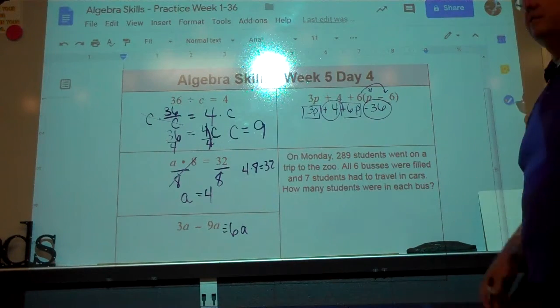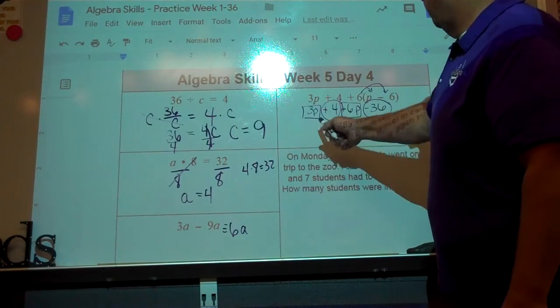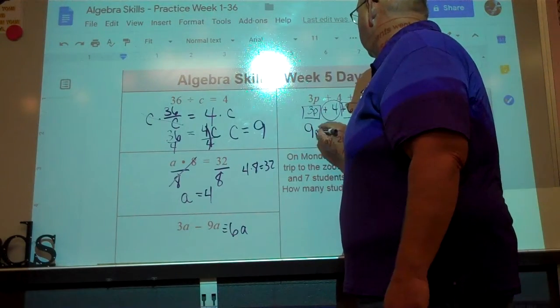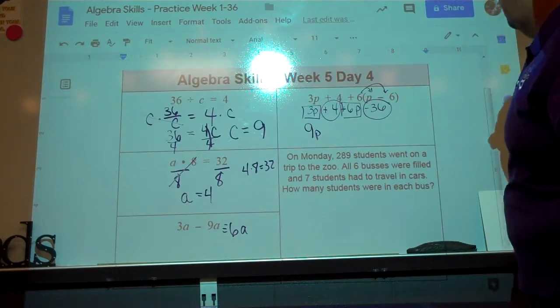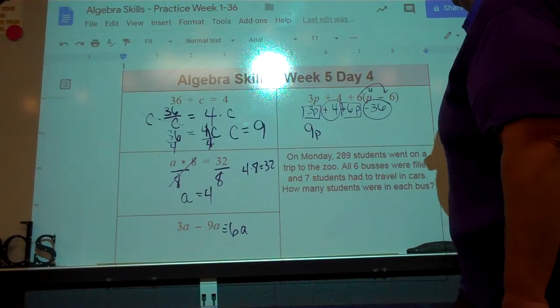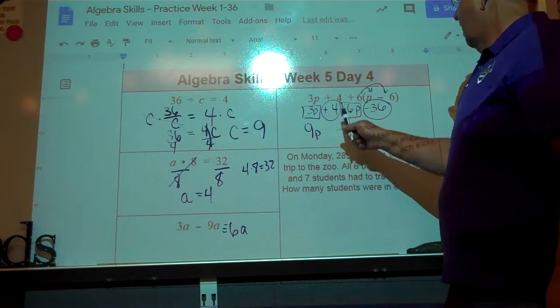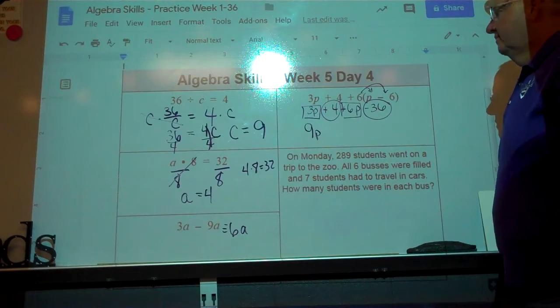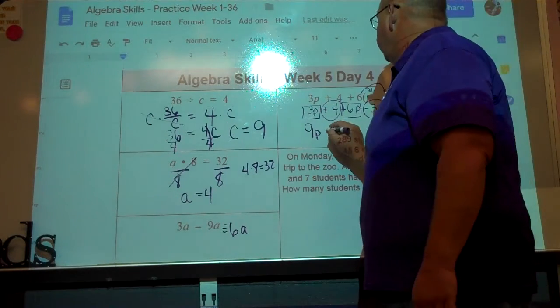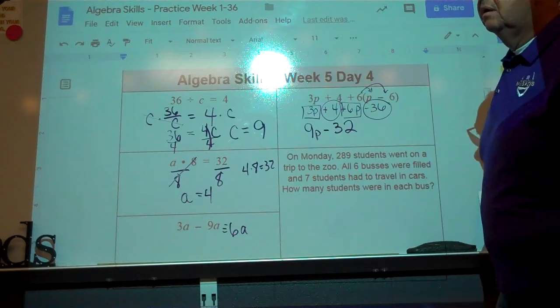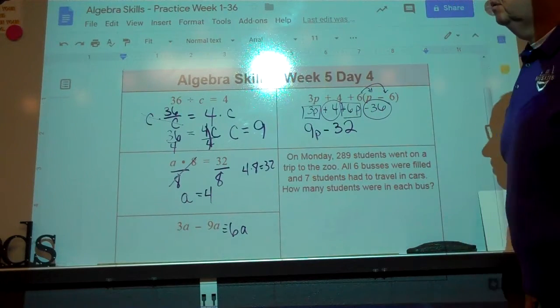So let's combine the P's first. What's 3P plus 6P? 9P. Okay, 9P. So make sure you get that written down. And is it a positive or negative? Positive. It is positive because both numbers are positive. Now we have a 4 and a negative 36. Negative 32. Everybody agree with that? Agree with them that it's negative 32?